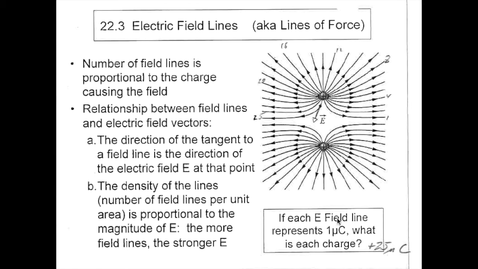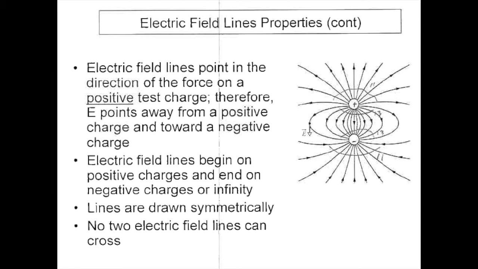So if each electric field line represented 1 microcoulomb, what is each charge? Well, you can count. 1, 2, 3, 4. If you go all the way around and you count all these, then there are 25 lines. That means each of these is positive 25 microcoulombs. Again, we can see that the electric field lines point in the positive direction, so away from the positive charge and towards the negative charge.